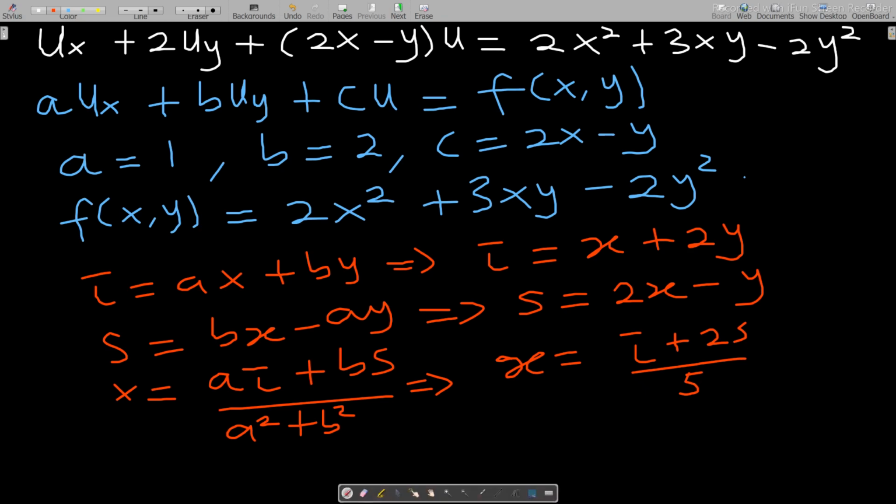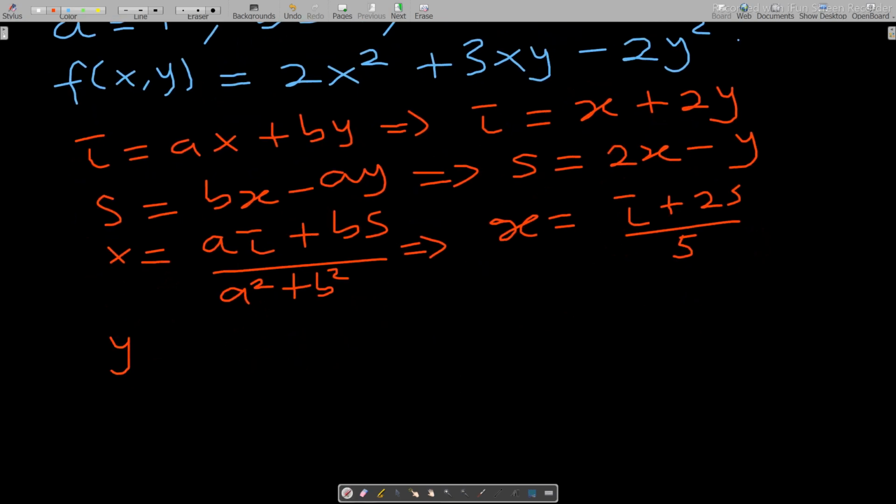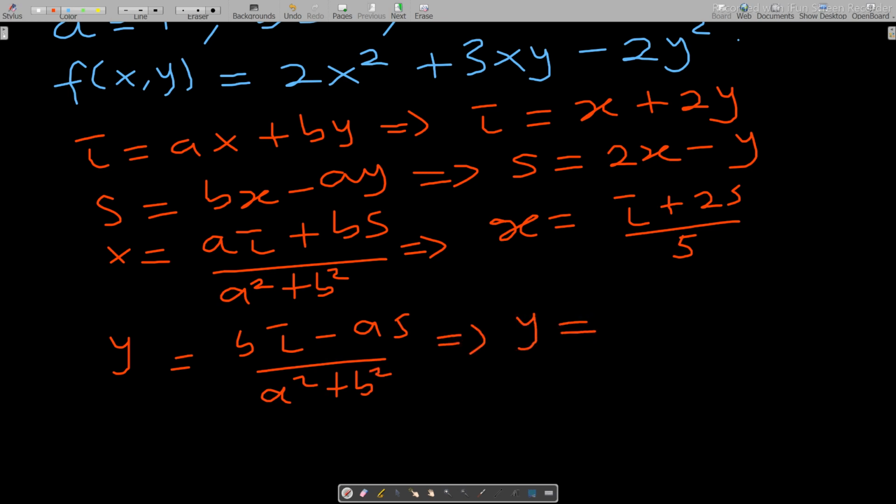We said that y is also giving us b tau minus a s, is it a s? Yes, all over a squared plus b squared. So this implies that our y should be equal to simply 2 tau, let me change it, 2 tau minus s over 5.